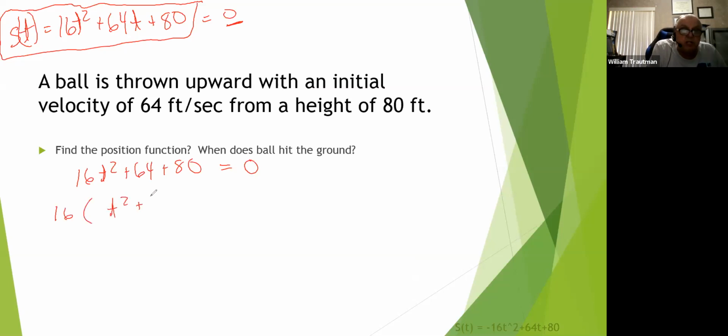T squared plus, oh, by the way, that's a t. I didn't write it in there. 64 divided by 16 is 4. And 80 divided by 16 is 5. Divide both sides by 16, and that 16 just disappears. Factor this. Oh, wait. Something's not right.